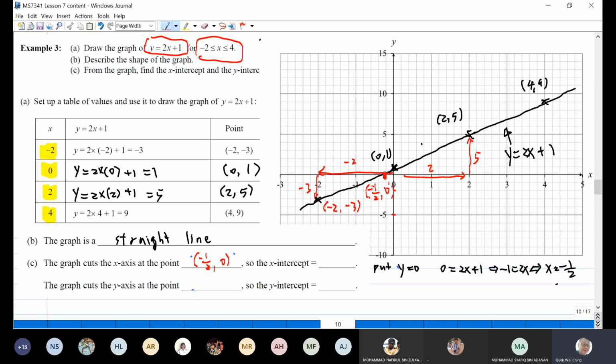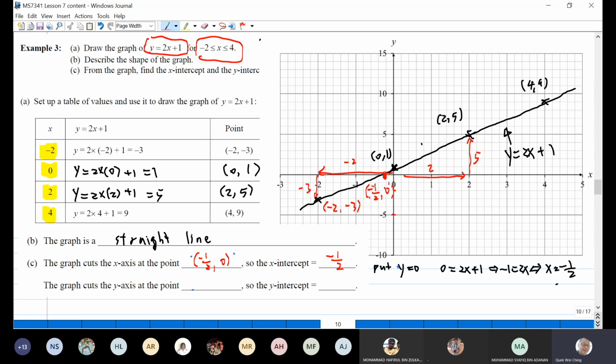Is it -0.5? Yeah, but my graph is not very accurate. If I draw a straight line more carefully, you'll get to see the graph cuts at -0.5. And then it's called the x-intercept here. So this x-intercept is -0.5, by putting y equals 0.